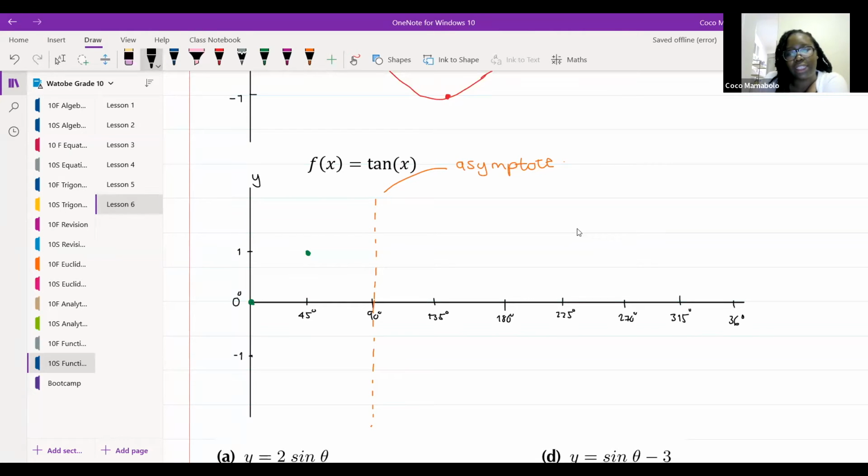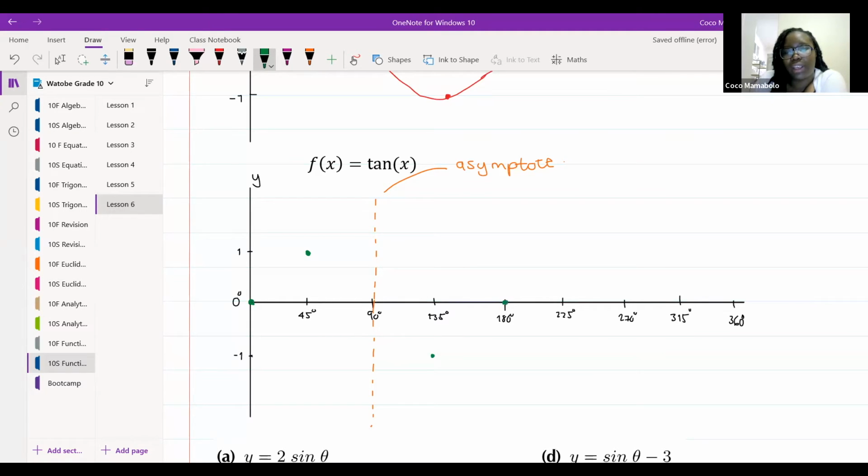Type into your calculators tan of 135. What are we going to get? Tan of 135? -1. Good. Where did I write 36? Oh, sorry. There. Okay, yes, it's -1. So tan of 135 is -1. What about tan of 180? Good. It's 0.